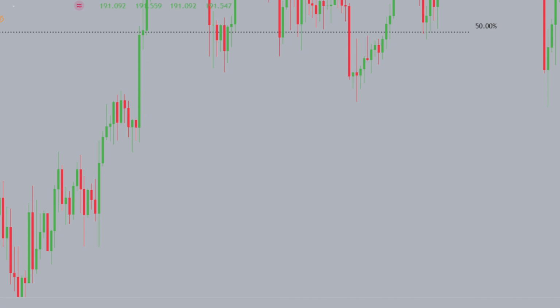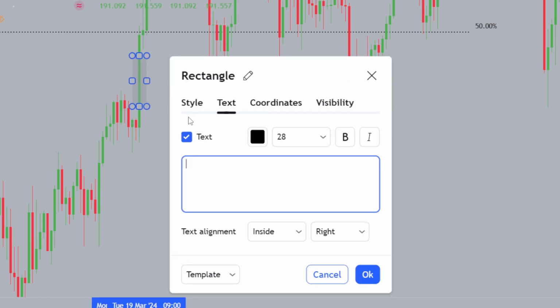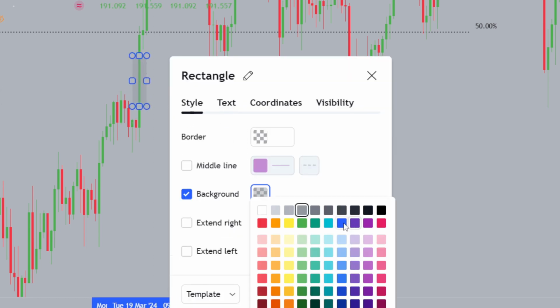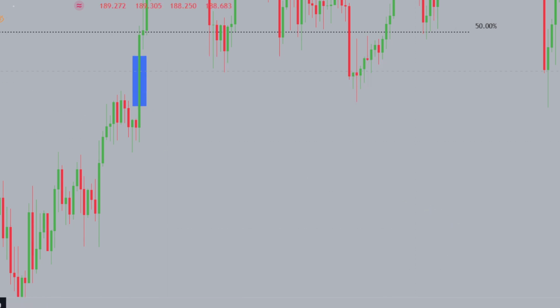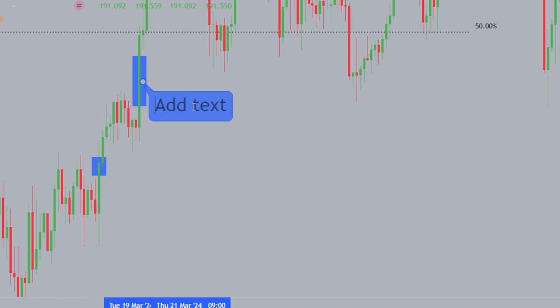So anything below the equilibrium becomes an area of interest or a point of interest. Let me explain. We have two inefficiencies in the discount. We have one over here, which I'm going to label in blue. This is an inefficiency, and this here is also an inefficiency. So we have two fair value gaps in the market, and because of that, these become areas of interest.